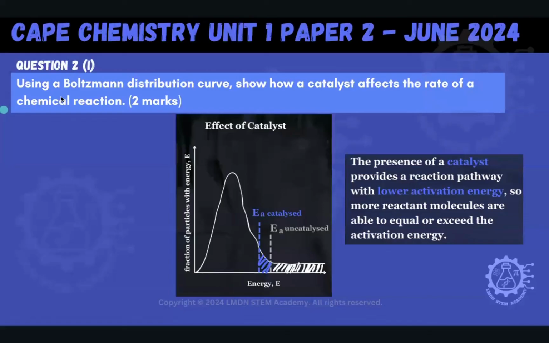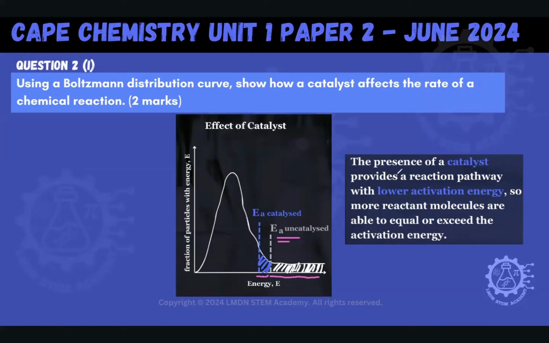And so when there is no catalyst, so when it's uncatalyzed, you see that the area under the curve, this white area, is much, much smaller than when you add a catalyst. You see that there are more. So now you have this blue part that gets added on to this, right? So there are more particles that exceed the activation energy because the activation energy is lowered, right?